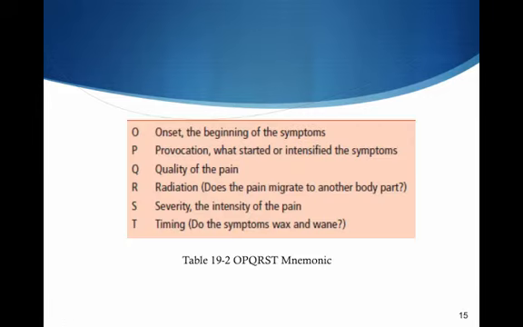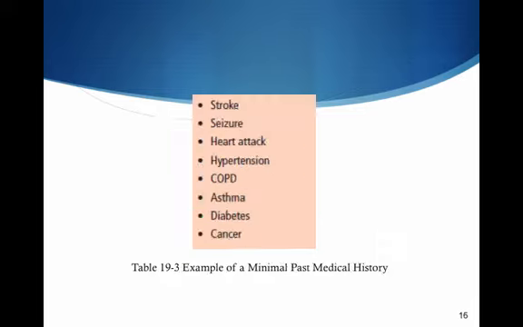Mnemonics. Table 19.2 OPQRST is a nice mnemonic to remember about pain. I would really like you to do ASPN, associated symptoms that might come along with this pain, and any kind of pertinent negatives added to this mnemonic. Onset, provokes, quality, radiation, severity, and time is what OPQRST stands for.